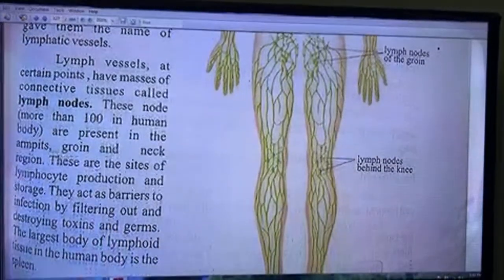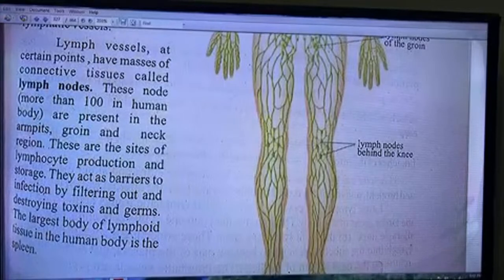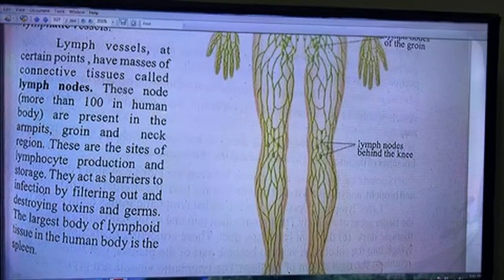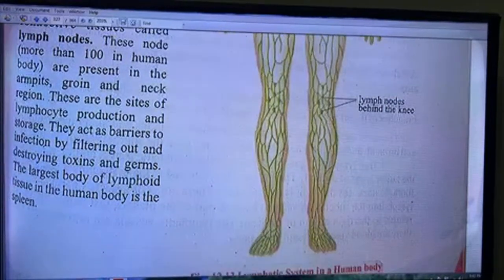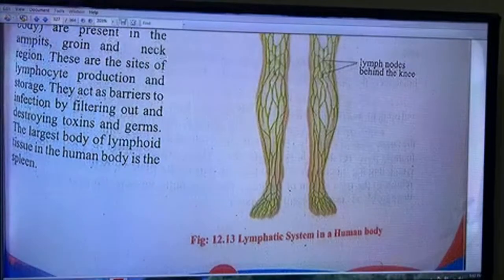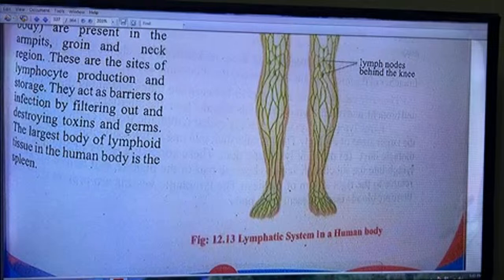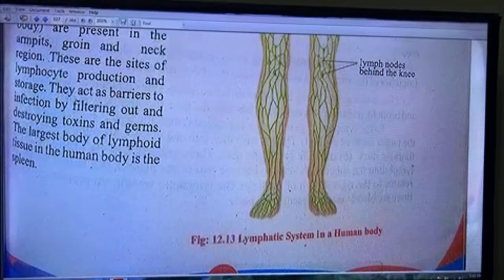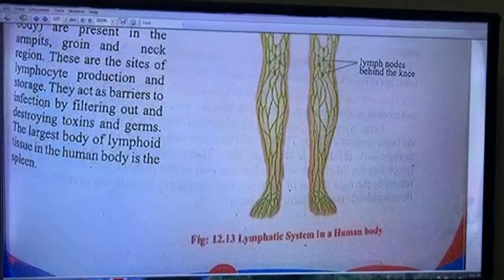Lymph vessels at certain points have masses of connective tissue called lymph nodes. These nodes, more than 100 in the human body, are present in the armpit, groin, and neck region. These are the sites of lymphocyte production and storage. They act as barriers to infection by filtering out and destroying toxins and germs. The largest body of lymphoid tissue in the human body is the spleen.